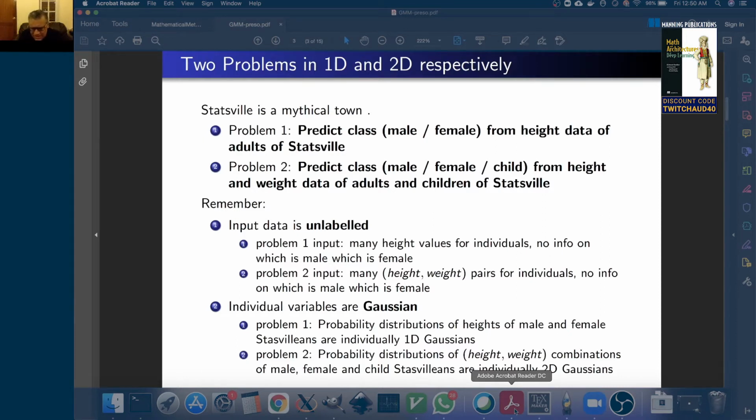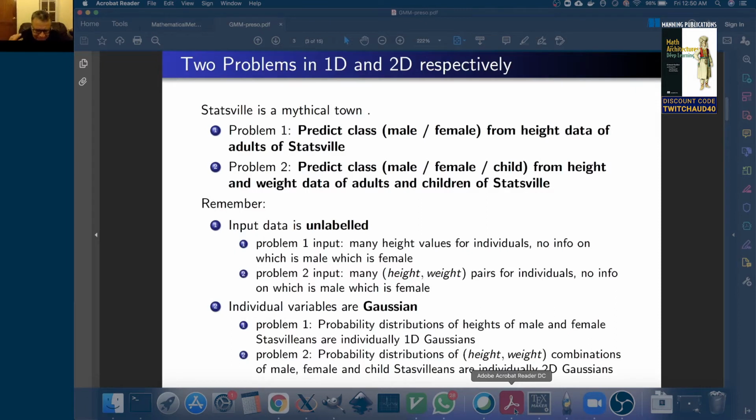The first thing that we want to note is that the data is unlabeled. That is to say, in problem one, for the height data, we do not know whether that particular instance of height belongs to a male or a female. We just have a collection of potentially large number of heights. All we know is these are heights of adult residents of Statsville. And in problem two, we have a pair of height and weight, and we don't know whether that height-weight pair belongs to a male, female, or child.